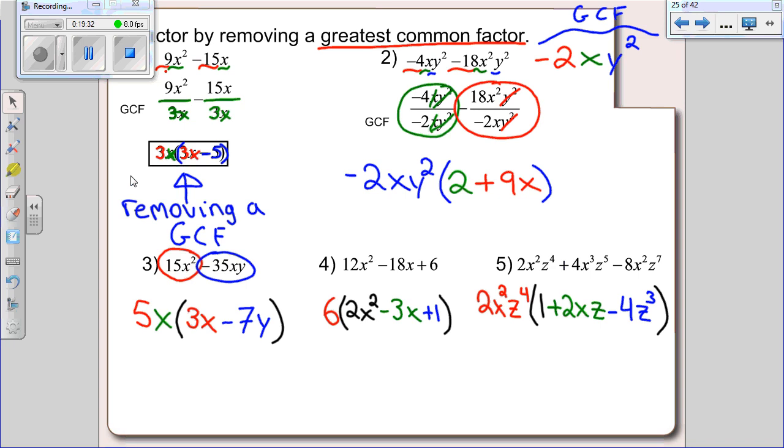Why couldn't I do 6x? Because there's no x in this third term. Right? And it's got to be something that can divide into all the terms. So that's usually something that people fall for on that one. The next thing people usually fall for is when they're taking out their greatest common factor.